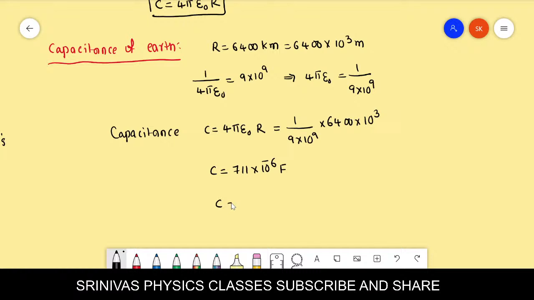Then we can write 711 in microfarad. This 10 to the power of minus 6 we write as micro, and this is the capacitance of Earth. Students, is it clear now? Is it appearing clearly? Is it clear? Okay, then let us continue.